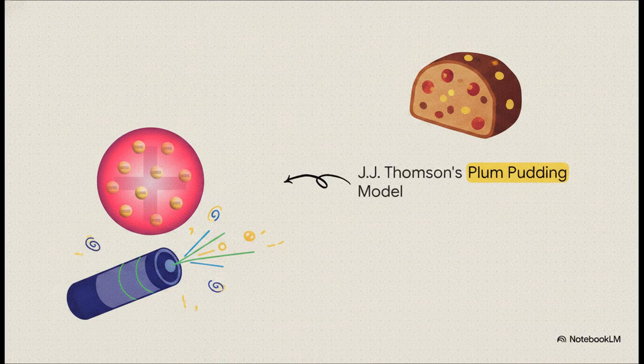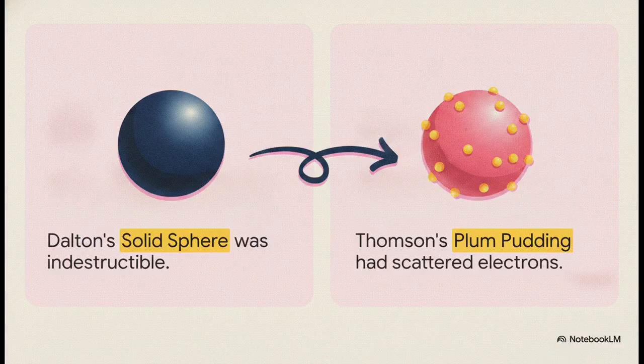Imagine a freshly baked chocolate chip cookie. The warm, positive dough is the atom itself, and the chocolate chips? Those are the negative electrons scattered evenly throughout. Suddenly, the atom isn't just a solid ball anymore, it actually has pieces inside it. Notice the huge shift here. We went from Dalton's completely solid, indestructible ball to Thomson's much more complex mixture of positive and negative subatomic pieces.